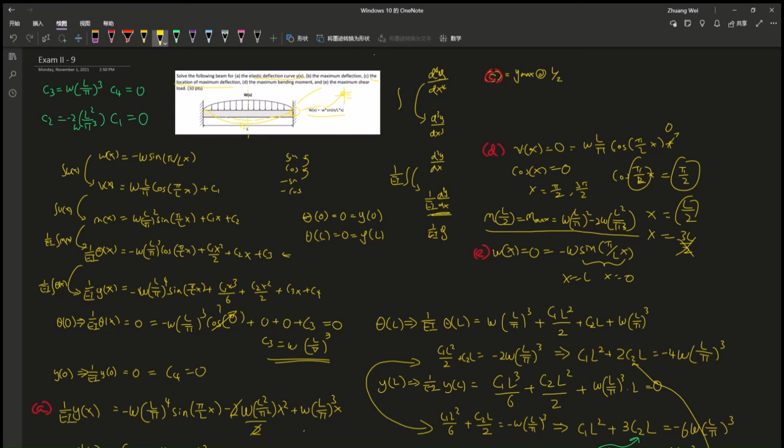In this case, we're going to plug that in. So you can just do 1, right? So let's just say do 0. Cosine of 0 is 1, so it's W L over pi times 1, and C1 is 0, okay? And this is the other answer. Okay, well, this is the end of this problem.